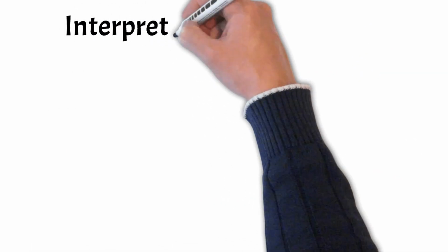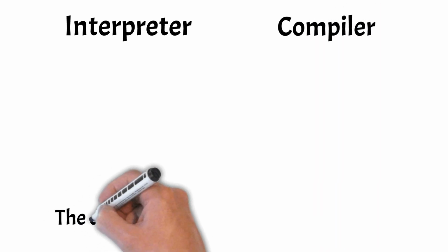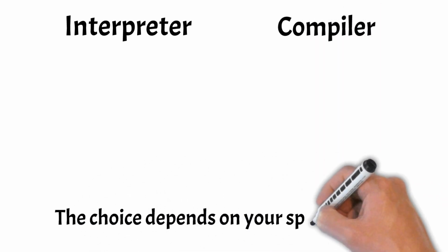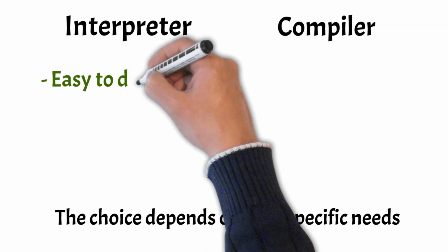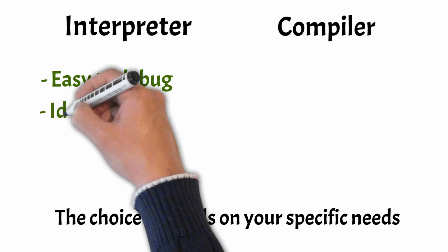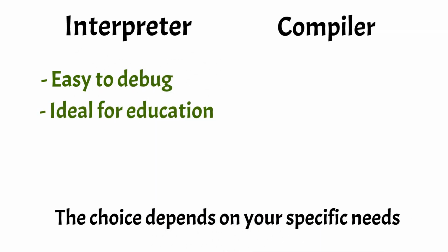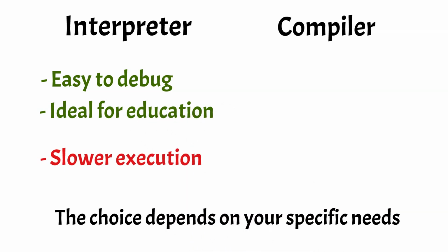Now that we know about both interpreters and compilers, let's compare them and analyze their respective pros and cons. Neither is perfect, and the choice between them depends on your project's specific needs and demands. Interpreters offer the advantage of executing code line by line, which makes them excellent for rapid development and ease of debugging. This allows developers to quickly identify and fix errors, making interpreters ideal for scripting languages and educational purposes. However, this real-time translation can lead to slower execution speeds compared to compiled languages.